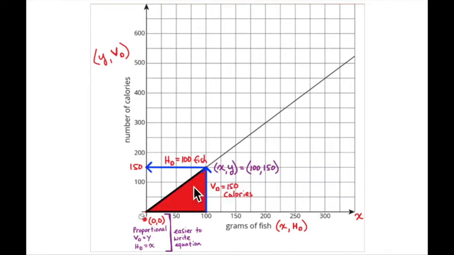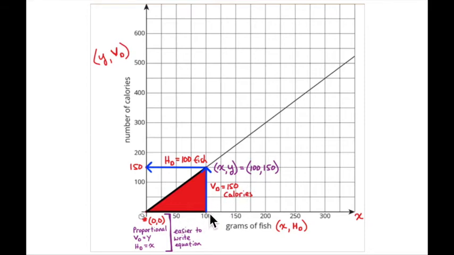So in this case, because this is a proportional relationship and because this slope triangle goes right up against the origin, you don't have to subtract or add anything to the x and y values to write the equation. So that means that the number of units in the vertical direction is the y coordinate, which is 150. The number of units in the horizontal direction is the x-coordinate, which is 100.